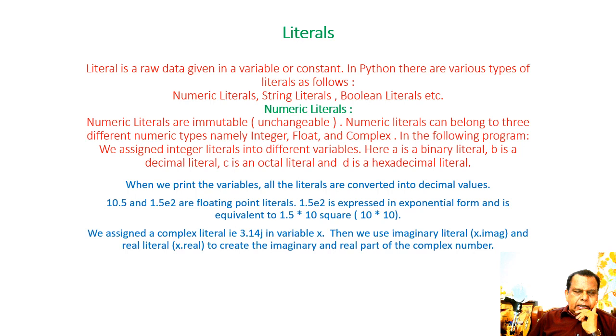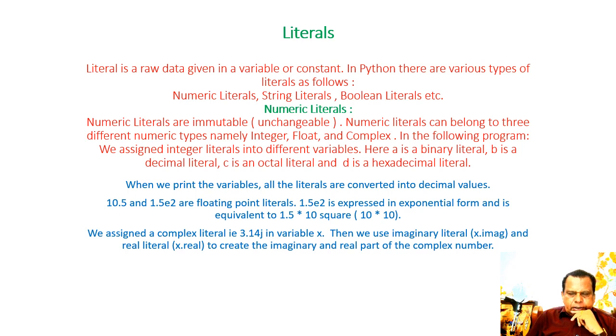Literals. A literal is raw data given in a variable or constant. In Python, there are various types of literals as follows: numeric literals, string literals, Boolean literals, etc. Numeric literals are immutable, that is, unchangeable. Numeric literals can belong to three different numeric types, namely integer, float, and complex.